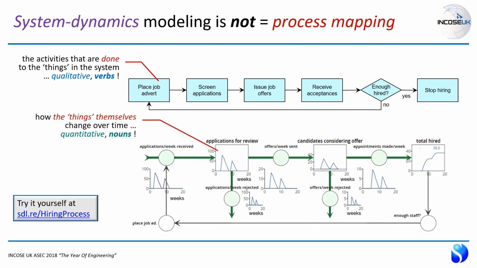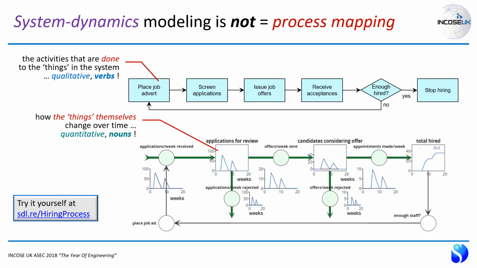In contrast, this is a system dynamics model of exactly the same thing, but in this, every item here is the thing itself. And the objects are, first of all, quantified, and secondly, they are nouns, not verbs. It is applications for review, candidates considering offer. They're actually nouns, not verbs. If you want to try this one for yourself, you can change the fraction of applications you accept, you can change the fraction of offers that are accepted, you can change the total hiring that you're trying to achieve in this simple model.